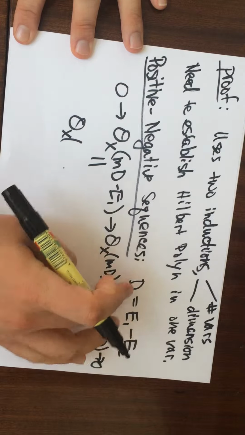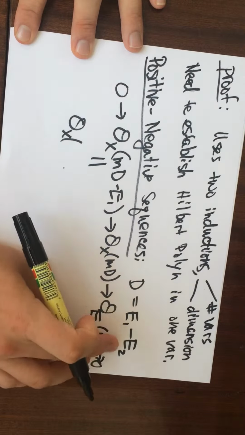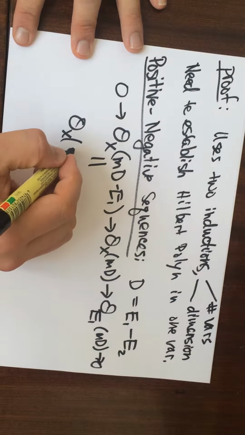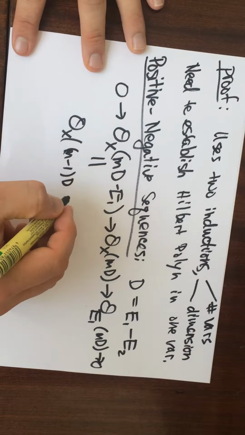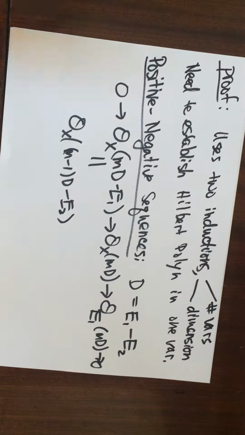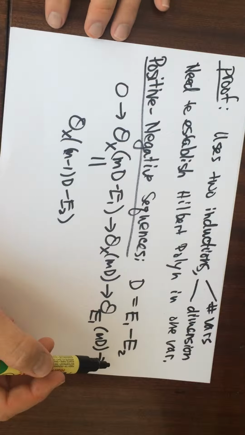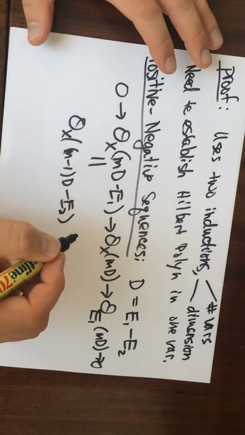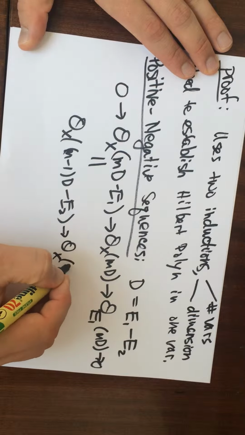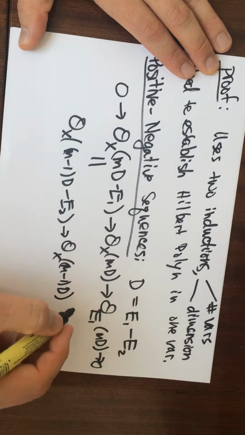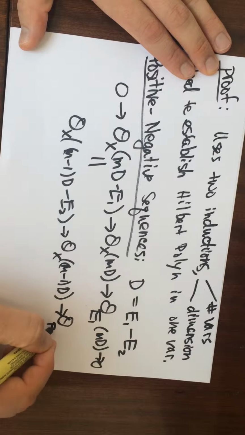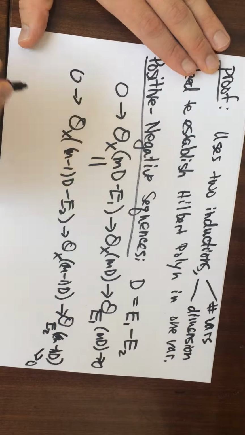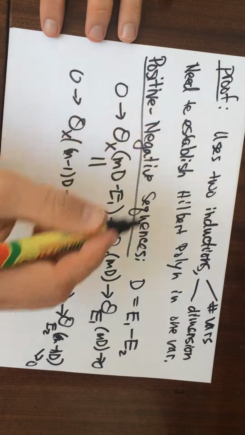So we replace one copy of D with this. When we replace one copy of D, it's going to kill E1 and we get a minus E2, so we have (m minus 1)D minus E2. So we have this sequence with the positive part. Now we get the corresponding sequence with the negative part with m minus 1: O of X of (m minus 1)D, then O of E2 of (m minus 1)D, and then this goes to 0 and this goes to 0. So this is the positive-negative sequence here.